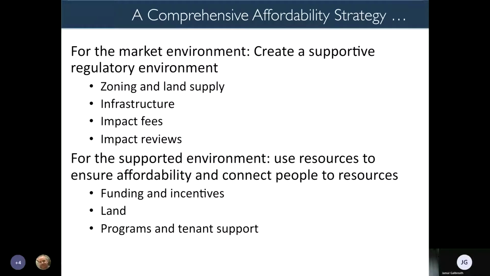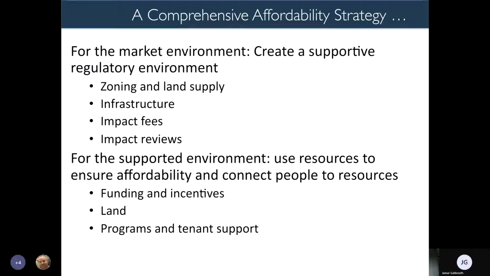So long story short, most affordable housing strategies in some way acknowledge that in the market environment, the housing market is going to do most of the work for you. And what you're mostly trying to do in that environment is make sure that you've got a supportive regulatory environment where you've got zoning and land supply that is supportive of new development. You've been thoughtful about infrastructure. Your impact fees are not creating impediments to development occurring, and that the review process works well.